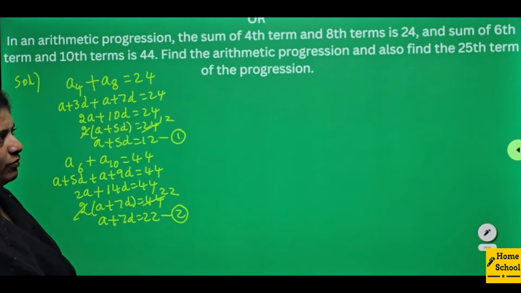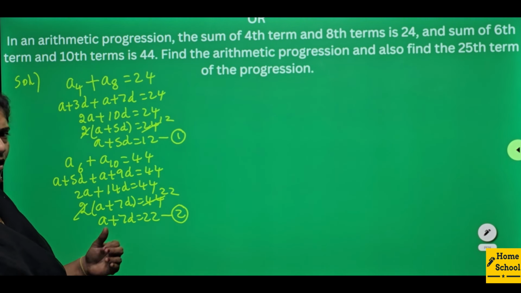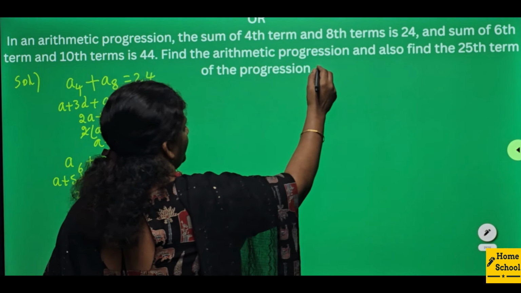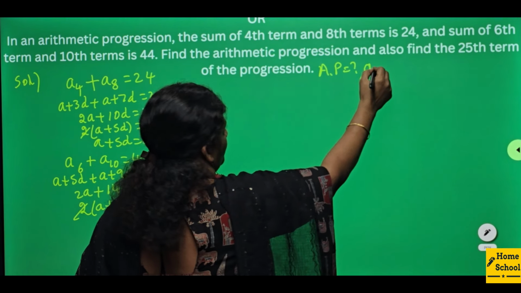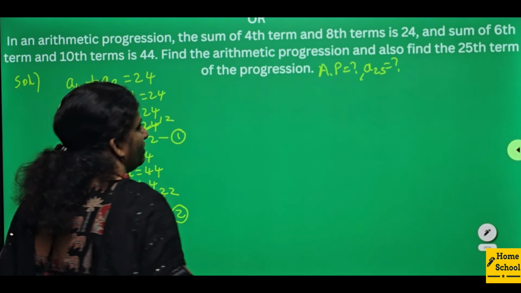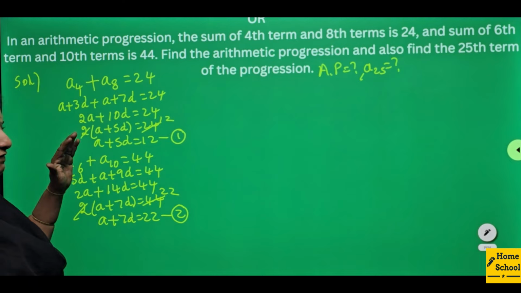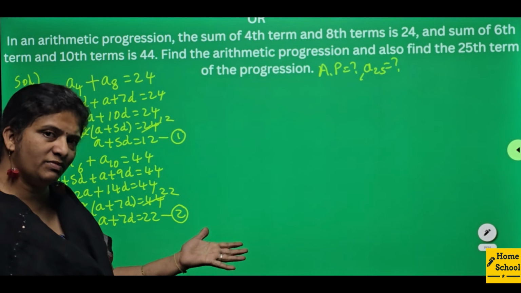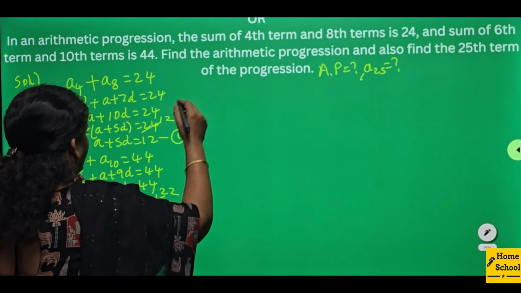Find the arithmetic progression, means a1, a2, a3, and so on, or a, a plus d, a plus 2d. Find the 25th term of the progression. We have 2 questions. One is, AP is question mark, and find the 25th term, that is a25 is equal to question mark. Now these 2 equations, if we solve, we are going to get a and d. If we know a and d, we can find the arithmetic progression or any term. Now solve the 2 equations.